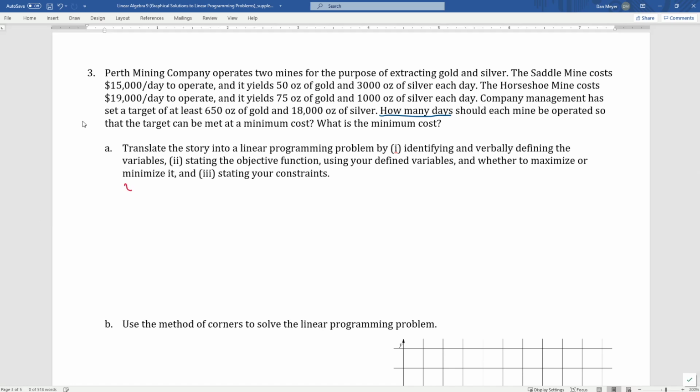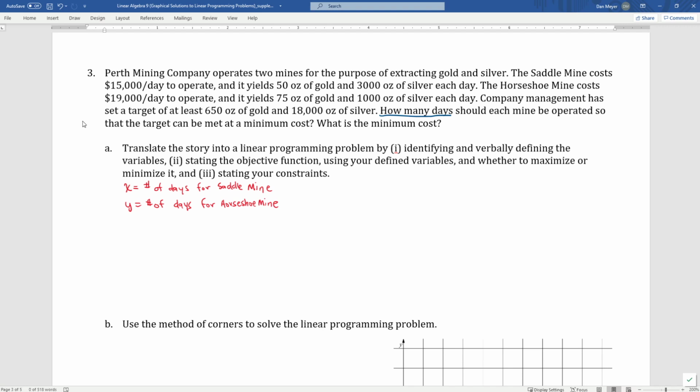All right, so we're going to let X be, okay, we got Saddle Mine, so the number of days for Saddle Mine. And Y will be the number of days for the other mine, Horseshoe Mine. All right, so those are our variables.